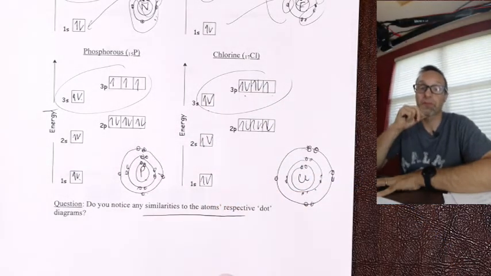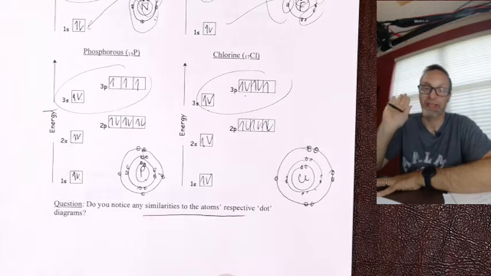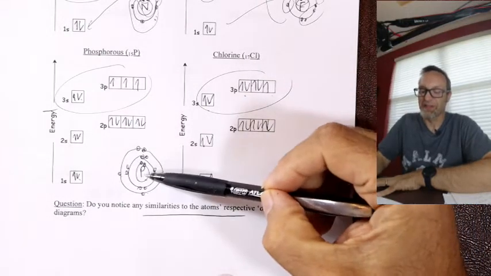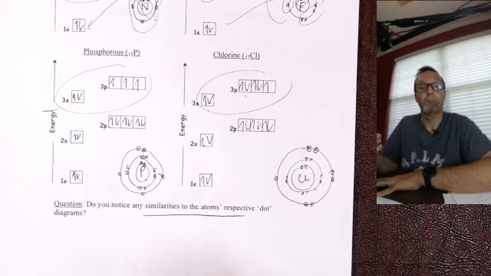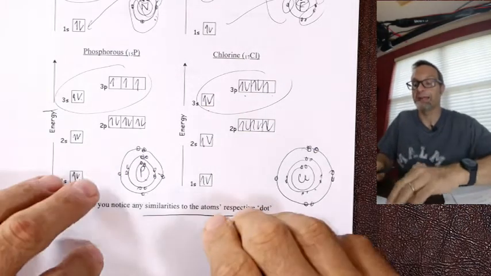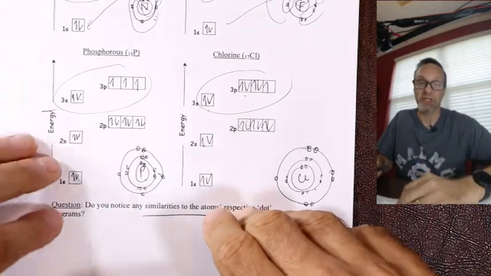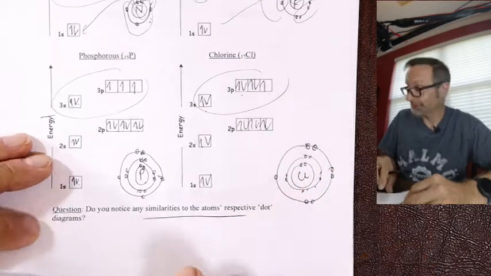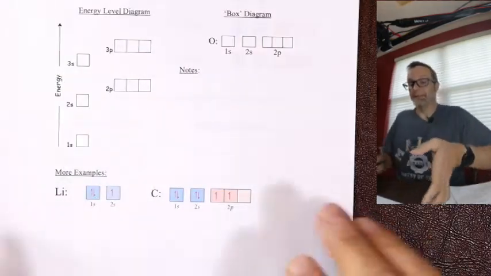I'll show you a couple of exceptions when we get to them. But for now, just take it for granted that dot diagrams and energy level diagrams match. They're both modeling nature at different levels of sophistication, essentially telling you the same thing though.